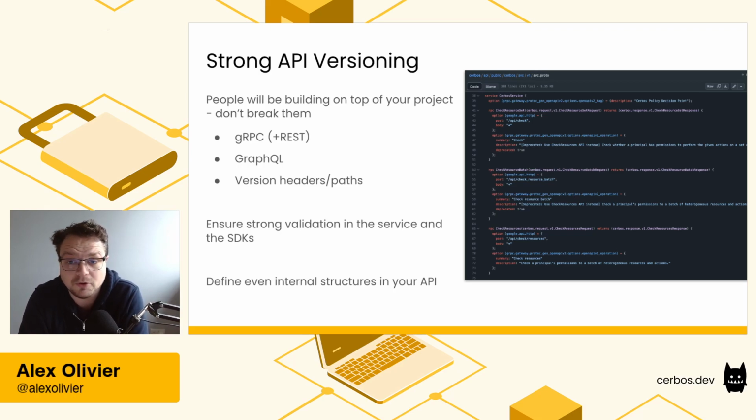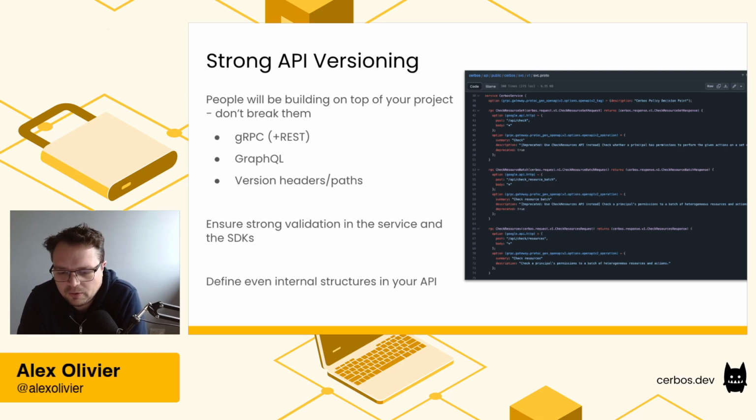So use something with a strong API contract. With Cerbos, like I mentioned, we use gRPC with the REST layer on top. We have protobufs that define absolutely everything inside of Cerbos, not just the external API, but all the internal definition types as well. But equally, you can use something like GraphQL, which gives you that strong schema, and you can version that, etc.